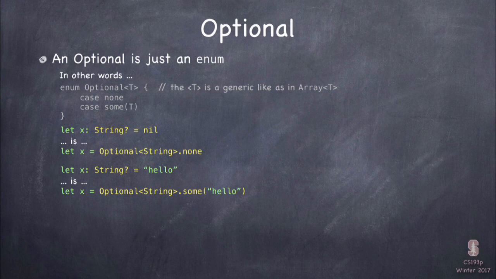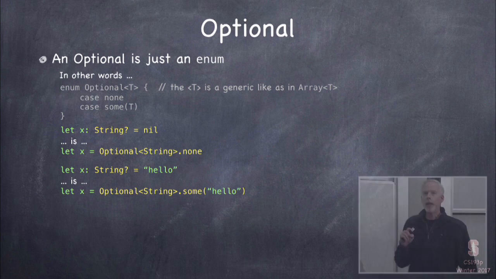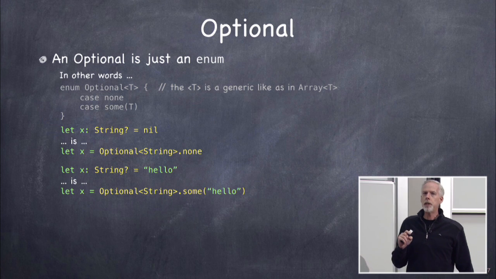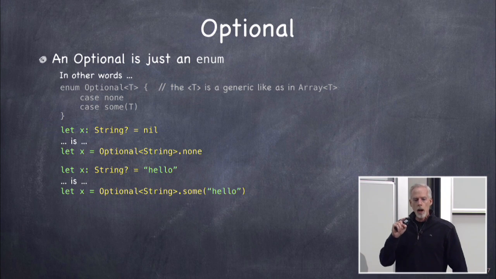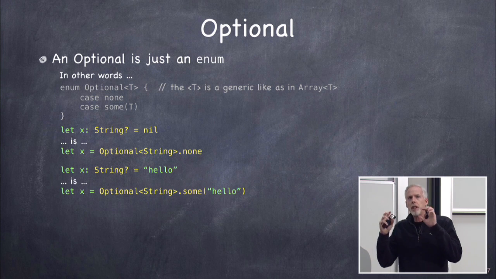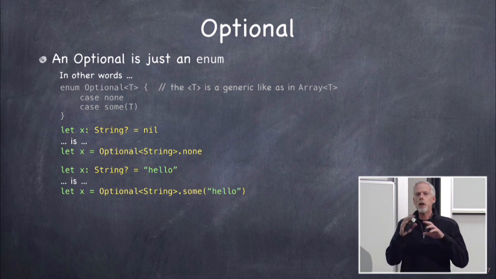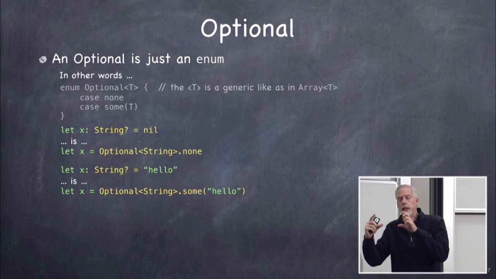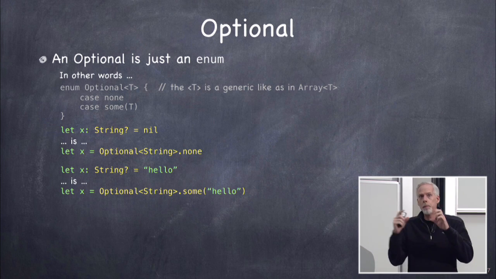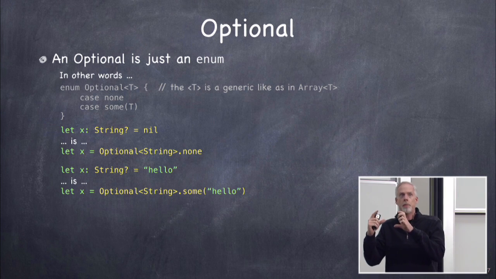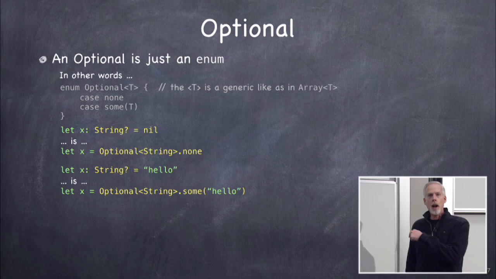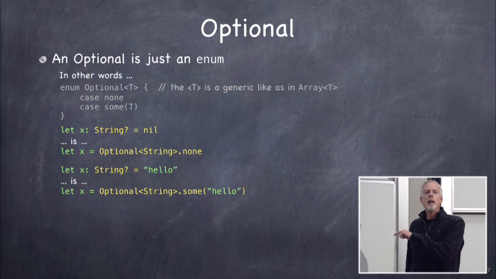Here's the first one. If I say let x be an optional string that equals nil, that's exactly the same as saying let x equal Optional.none, okay, and angle bracket String as the kind of optional I want. Just like if I said Array, I'd say angle bracket String. That would mean I want an array of strings. Well, here I want Optional angle bracket String. That means I want an optional string. And I'm picking the none case.